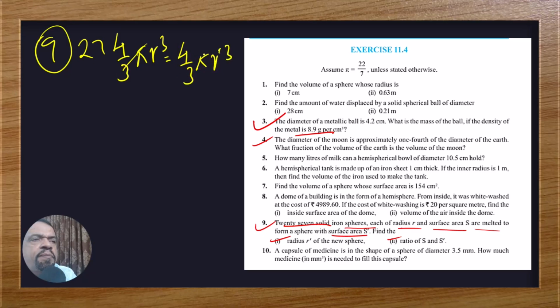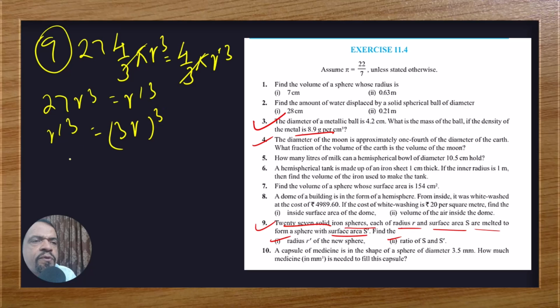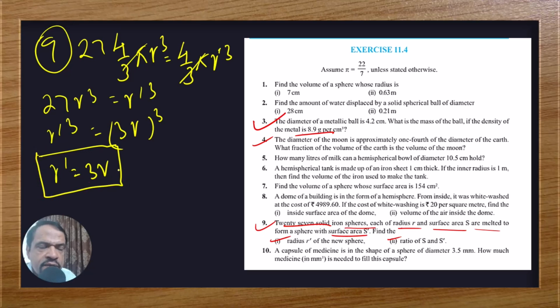Now 4 upon 3 pi cancels. Don't put the value of pi here because it will cancel. 27 r cube is r dash cube. So we can write r dash cube is equal to 3r whole cube. Cube cancels. So r dash will be 3r. This is the answer of the first part. The new radius r dash will be 3r if you convert the 27 spheres to one sphere.